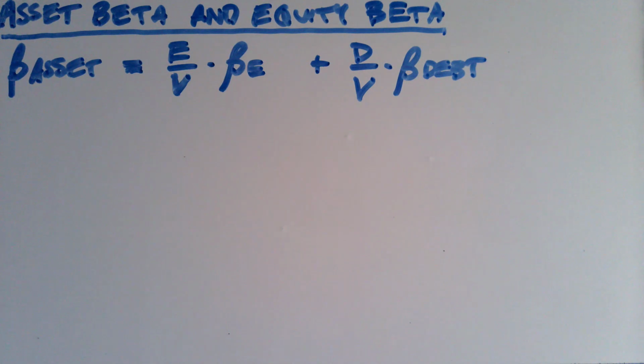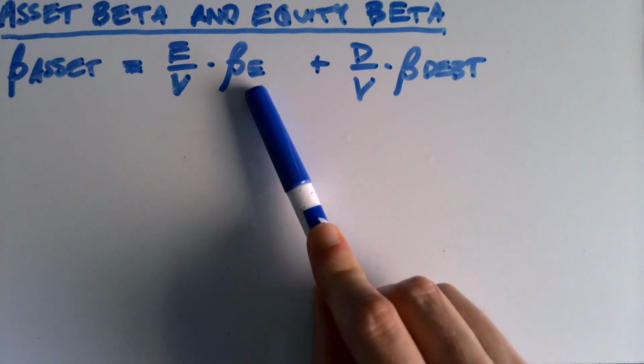Similarly, we can find the beta of the assets of a firm as the weighted average of the beta of the equity and the beta of the debt. And of course, the weights are the ones that you're familiar with, E over V and D over V, where V is equal to D plus E. Now let's talk about what these things mean.